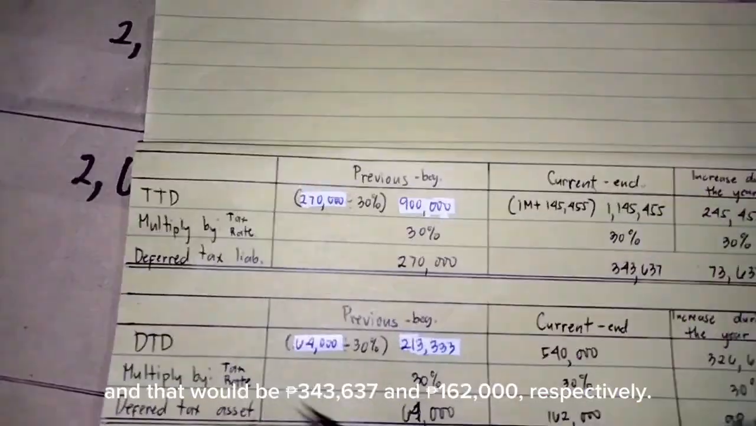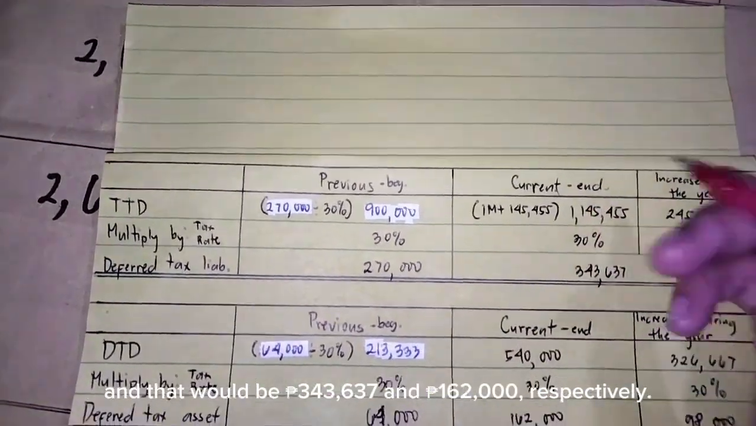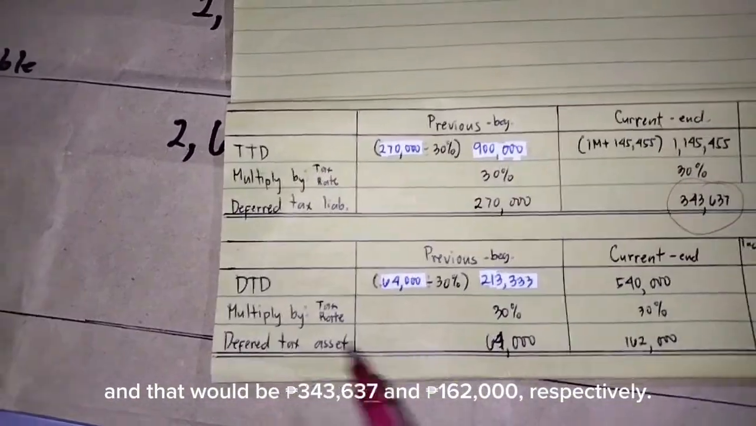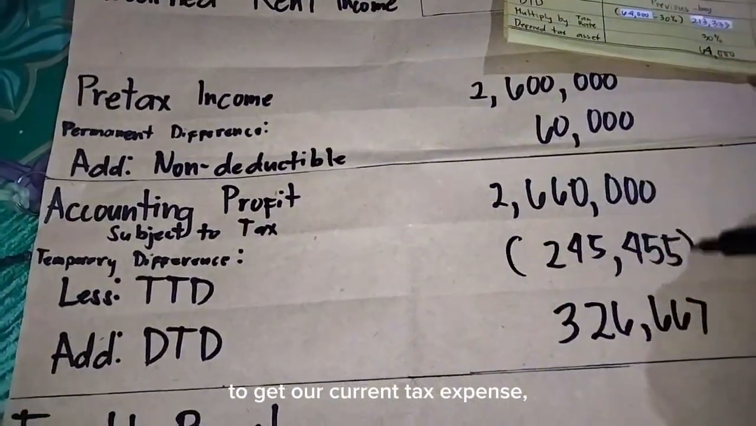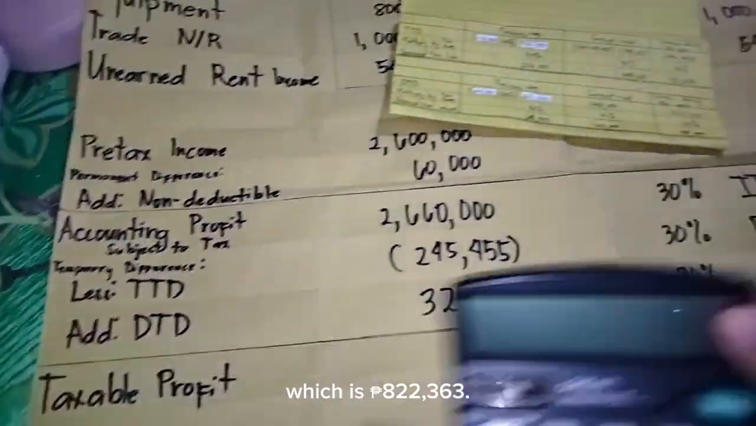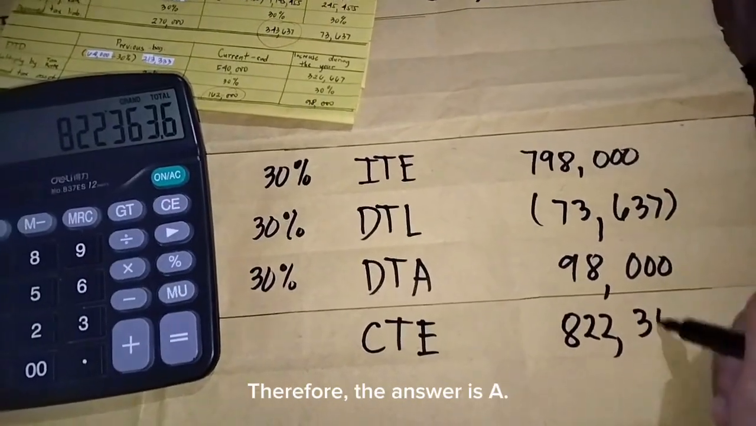To get the deferred tax liability and deferred tax asset at year end, we multiply them by the tax rate, and that would be 343,637 and 162,000 pesos respectively. We will just copy the changes in the current year to get our current tax expense, which is 822,363 pesos. Therefore, the answer is A.